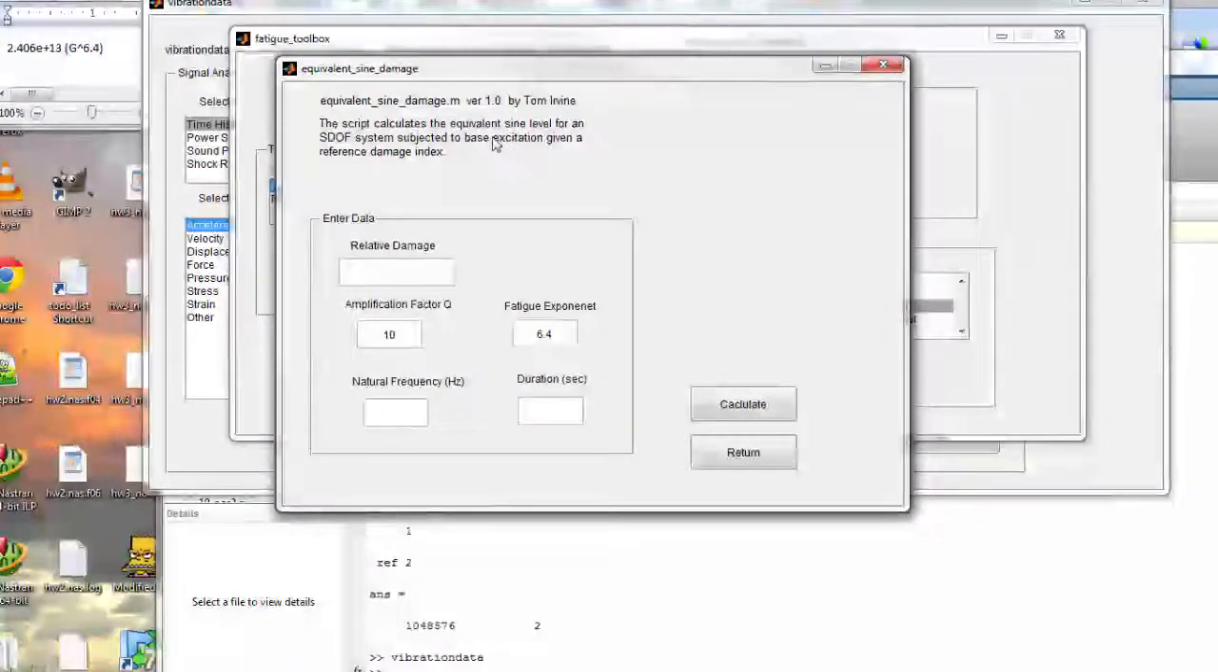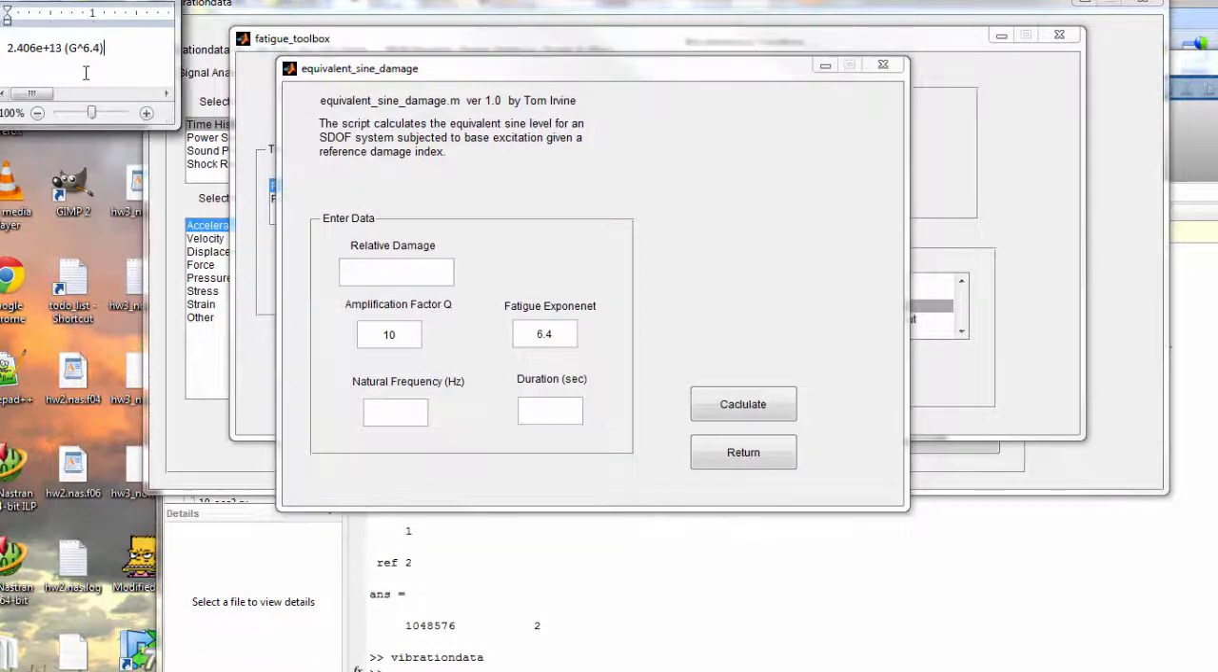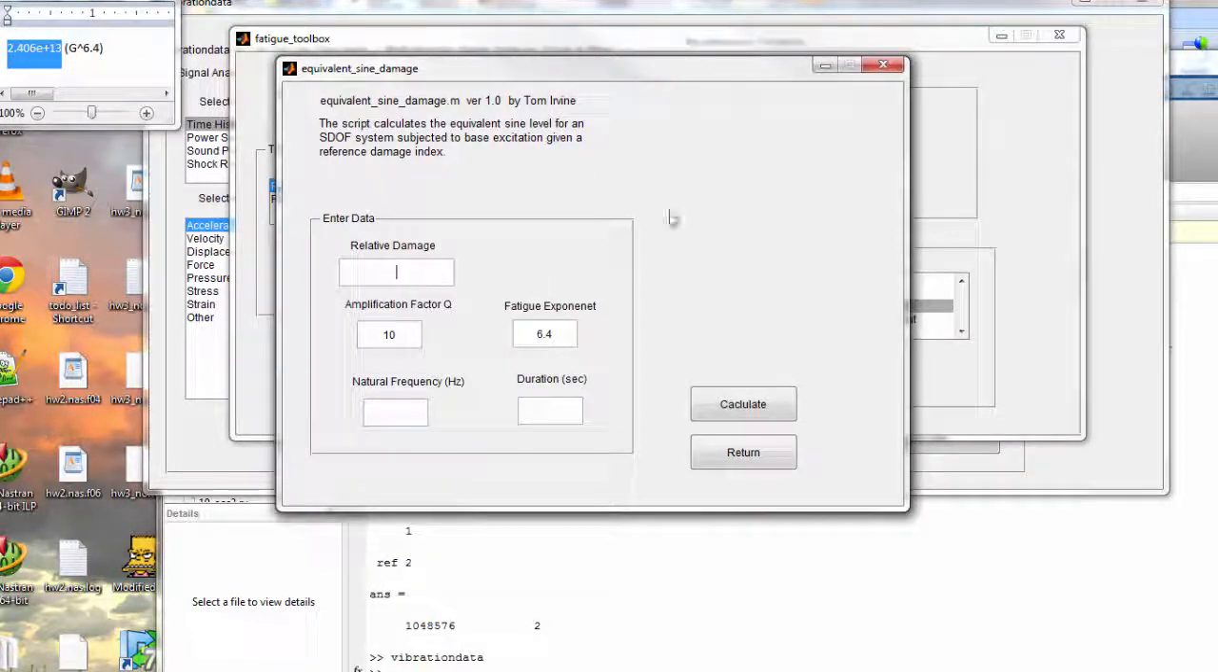So this script calculates the equivalent sine level for a single degree of freedom system subjected to base excitation given a reference damage index. Well, here's our reference damage index. It's the one we calculated for our NavMat PSD as applied to the spring mass oscillator. So Q is equal to 10, fatigue exponent 6.4. I already have these as the initial values, but you can change those if you like. 300 hertz is going to be our natural frequency, and our duration is 60 seconds.